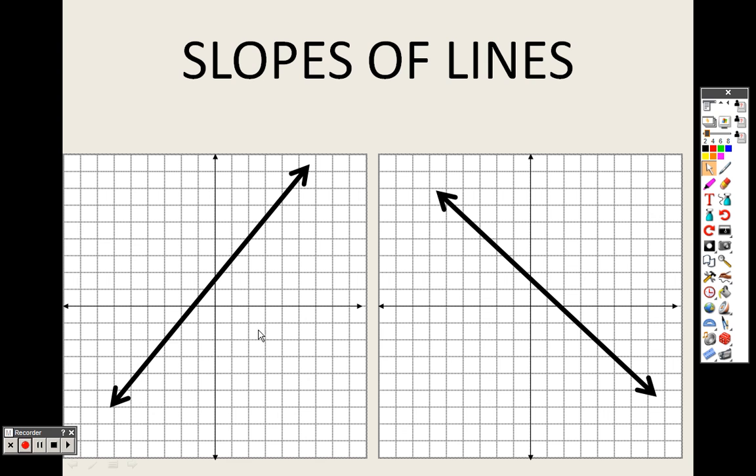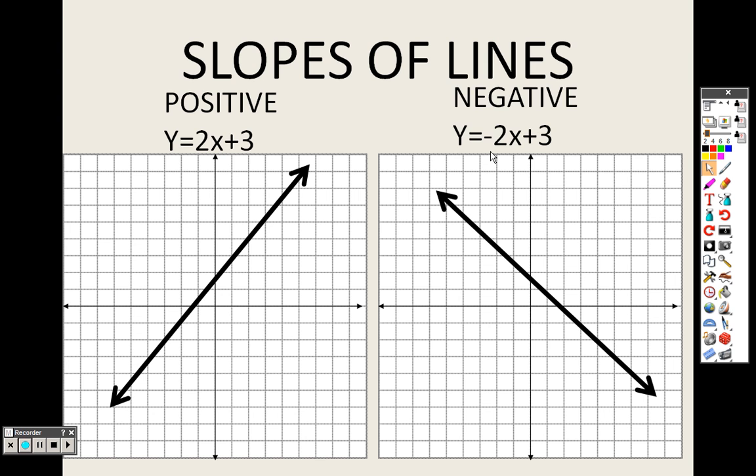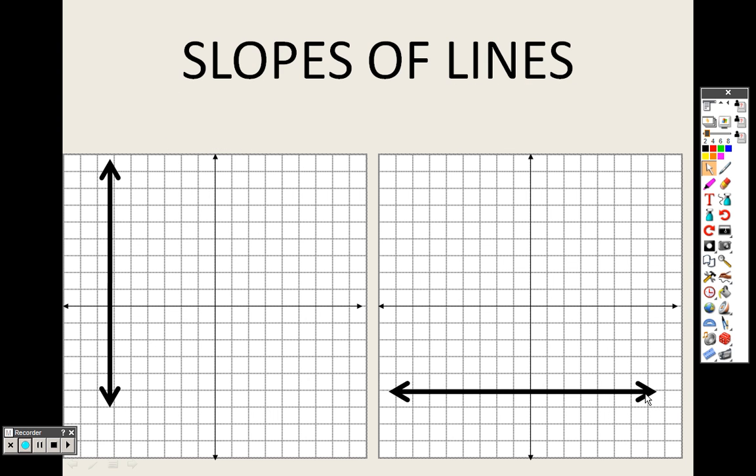So, taking a look here, the line is going up from left to right, which makes it positive. That makes that a positive line, and there's an example of a positive line because it's going up from left to right. This is a negative slope line, like negative 2x plus 3, because it's going down from left to right. These are the two big important things for this section.